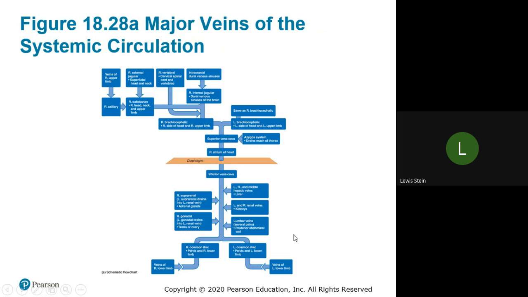Done with arteries. Aren't you happy? I used that previous diagram.